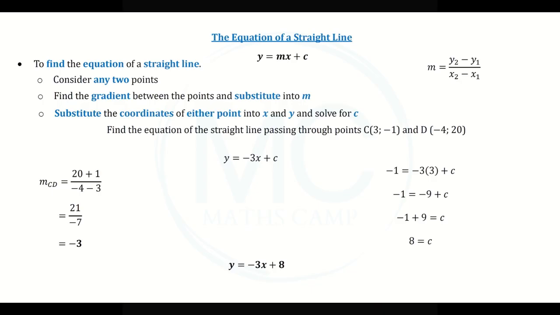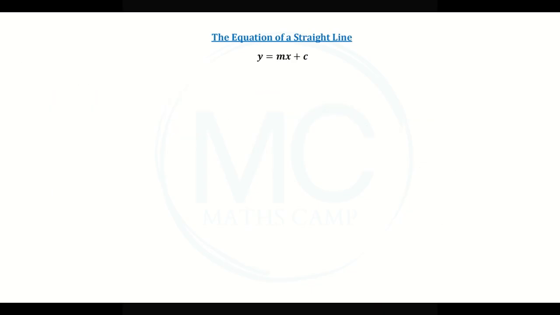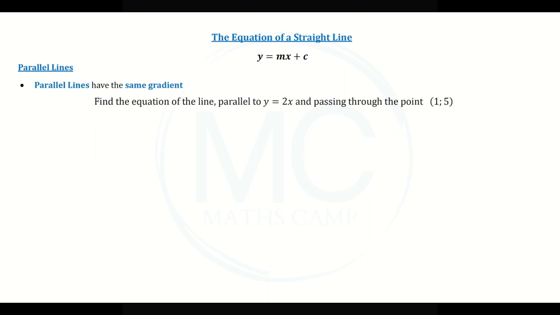Now we have a good idea of how to find the equation of a straight line. I'd like to look at parallel lines. From our previous video on the gradient of a straight line, we found that parallel lines have the same gradient. Let's look at how we find the equation of a line in terms of another. Find the equation of the line parallel to y is equal to 2x and passing through the point 1, 5.